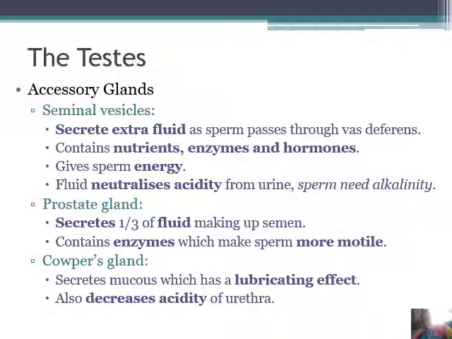The fluid neutralizes acidity from the urine because the sperm needs alkalinity. So if the urethra or the vas deferens is too acidic, the sperm will die before ejaculation can occur. So we need to neutralize that acidity and actually add more substances to create a more alkaline environment. Then we have the prostate gland, which secretes 1/3 of the fluid making up the semen.